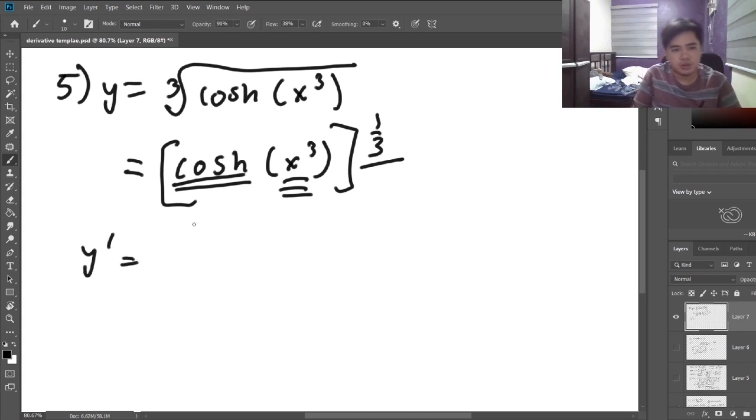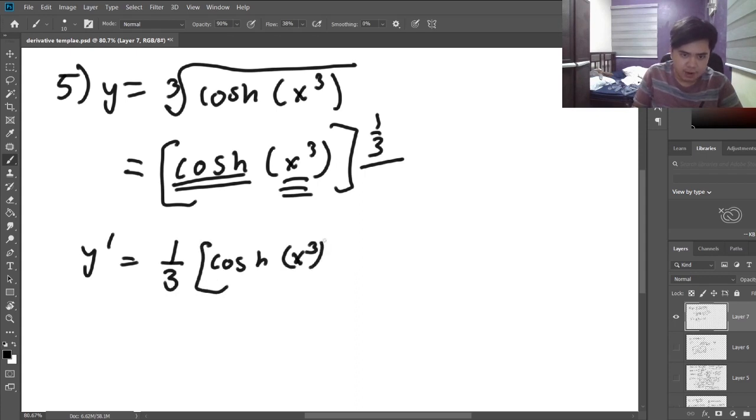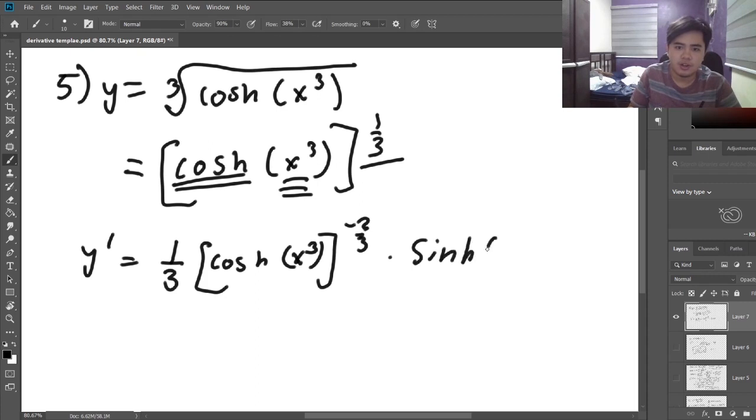y prime is equal to, bring the power to the side, 1/3, and then raise this to the power of, hold on, raise this to the power of negative 2/3. And then we multiply by the derivative of the inside. So that's going to be sinh of x cubed. Then we multiply by the derivative of the inside yet again, which is going to be 3x squared.